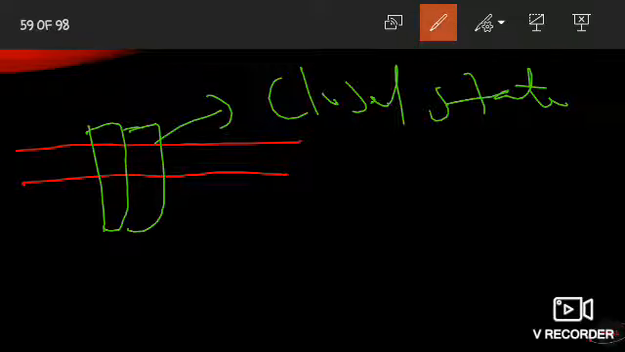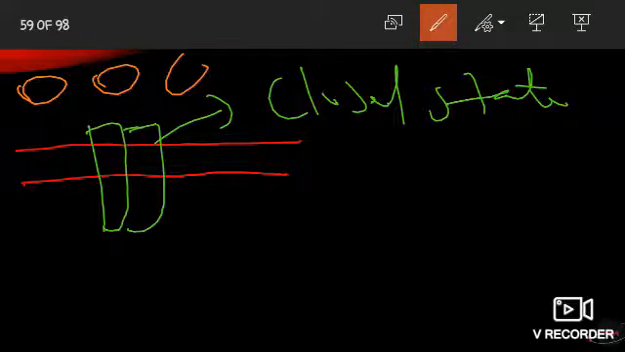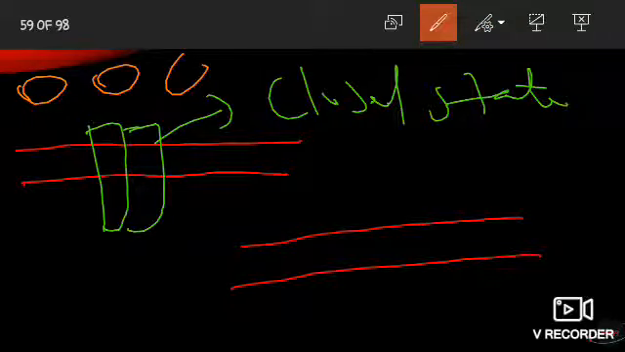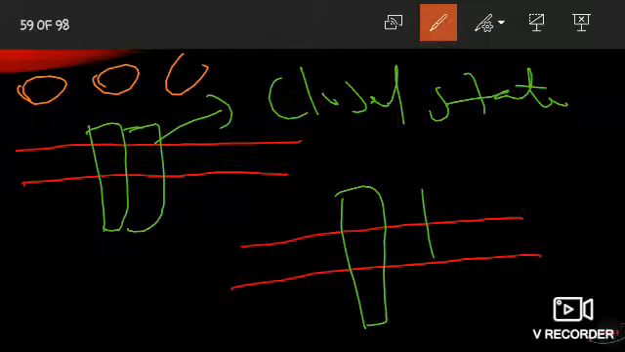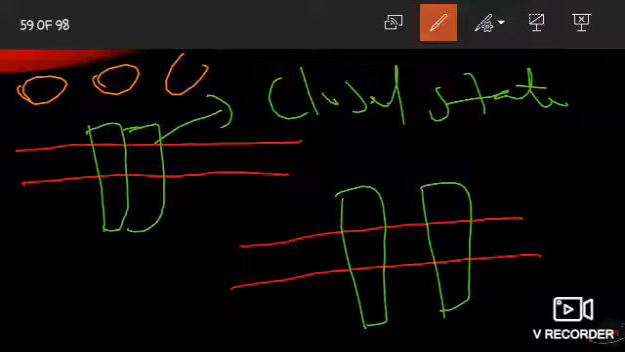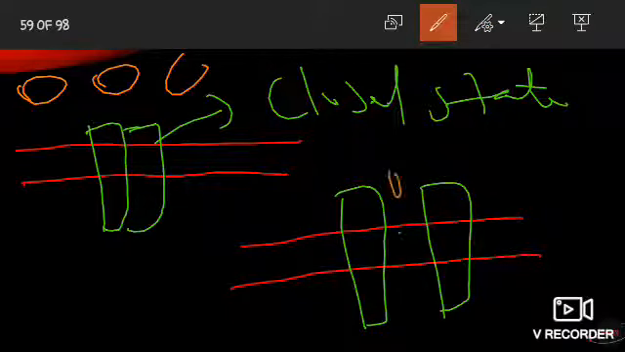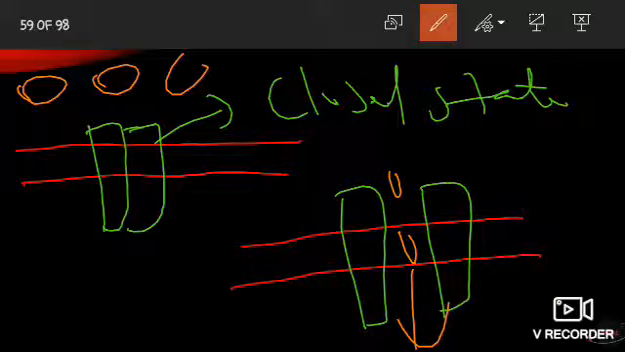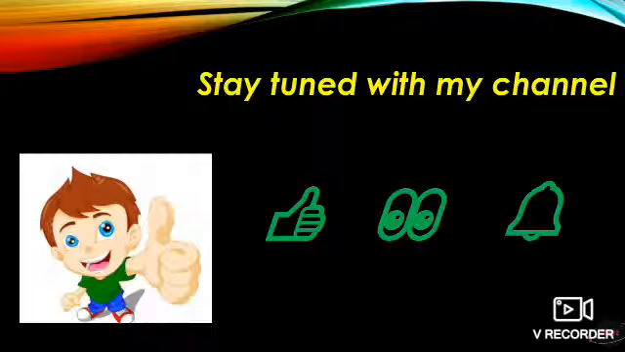Now the molecules have to be transported from outside to inside. So this channel has to be open. So this channel will get open like this, and transport of molecule will be done like this. So I hope you all get this.